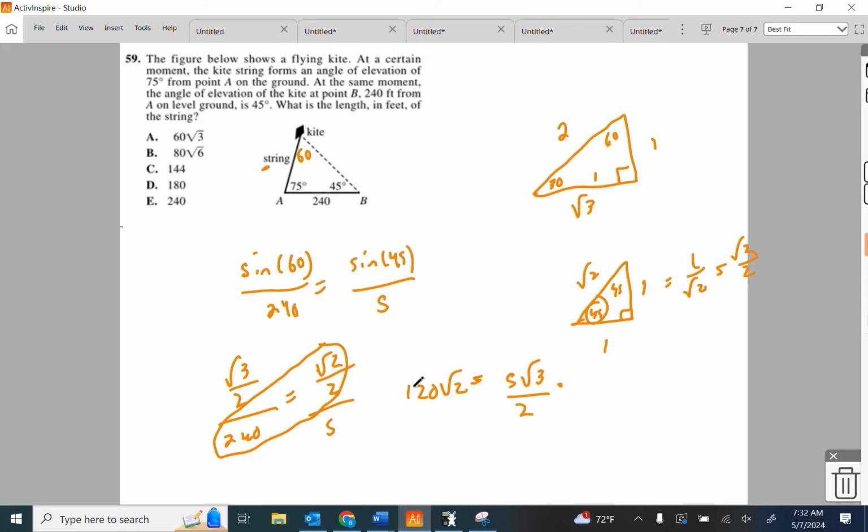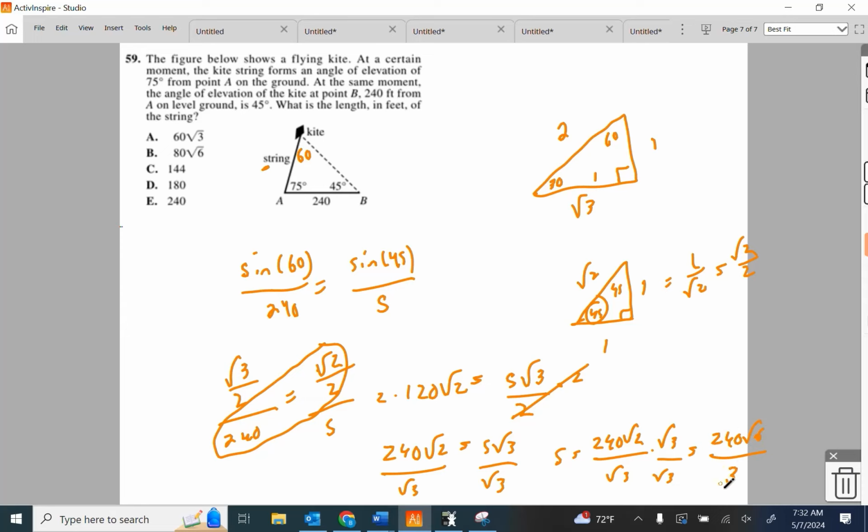I'm going to multiply both sides by 2. So back to 240 root 2 equals s root 3. Then I'm going to divide both sides by root 3. Now, I don't like the way this thing looks, so I got 240 root 2 over root 3. I'm going to multiply top and bottom by root 3 over root 3. And I'm going to get 240 root 6 over 3. And 240 over 3 is choice B, 80 root 6.